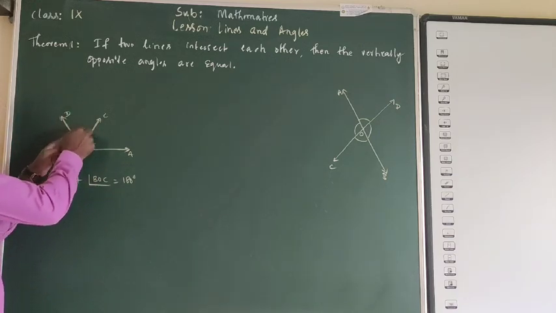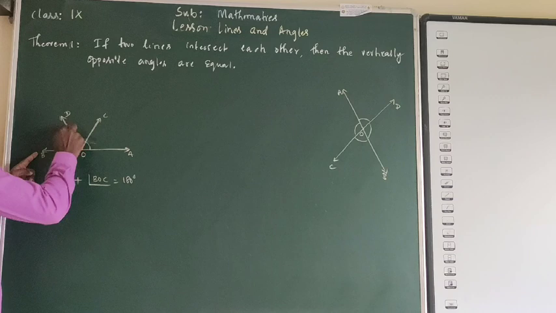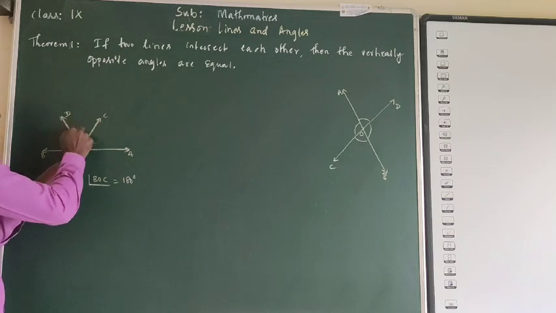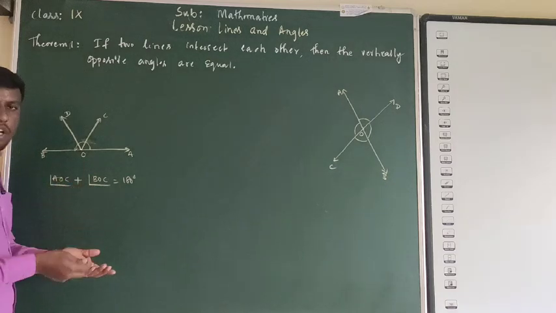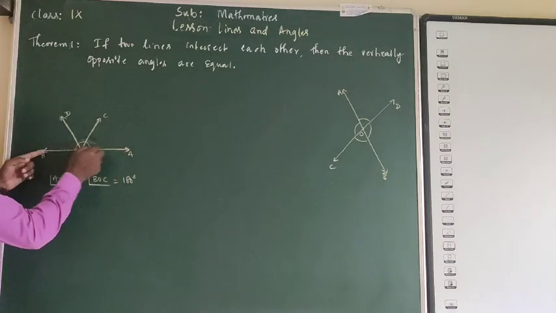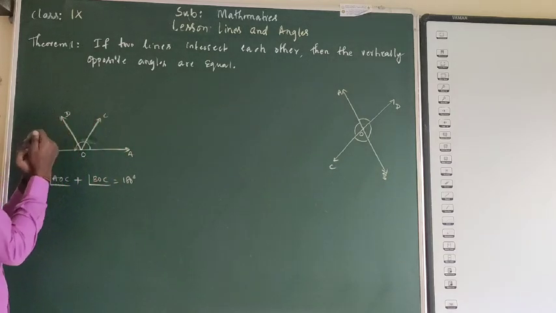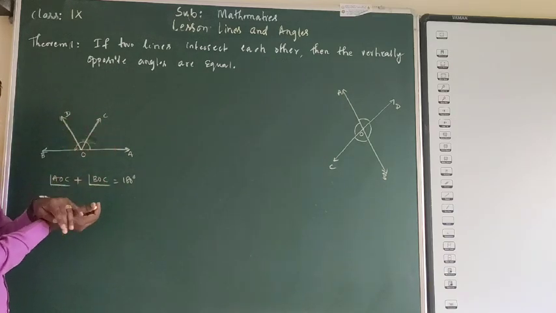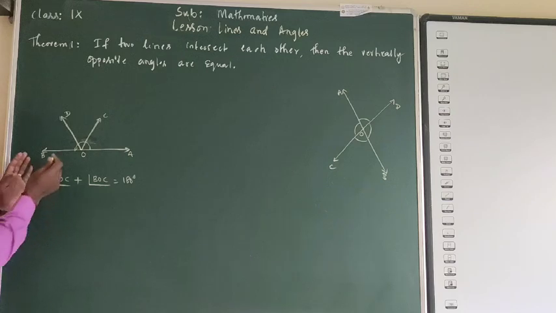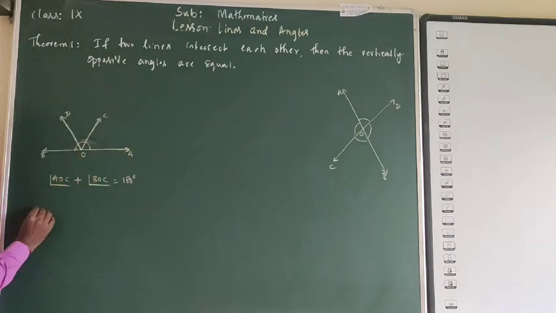Then what is the sum of these angles? BOD plus COD plus COA. Again, it is 180 degrees only because it is a straight angle. We have cut it into two parts, I'm sorry, three parts: 1, 2, 3. Now we have three angles. What is the sum of angles? Of course, it is 180 degrees only.